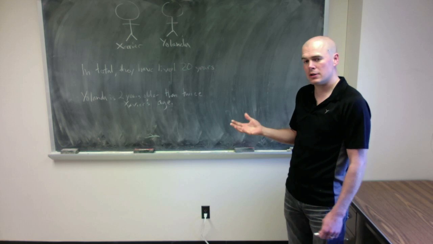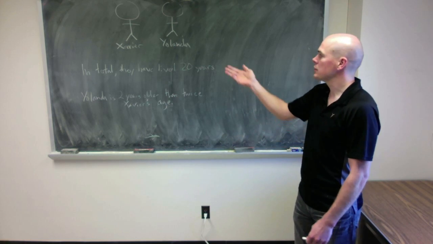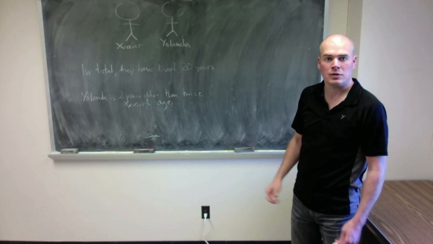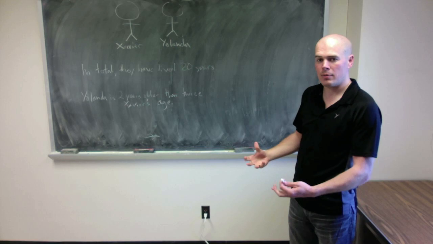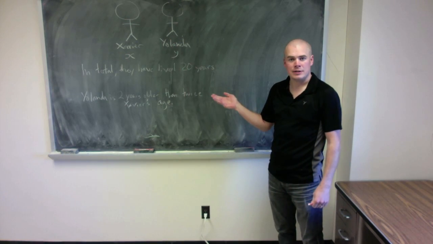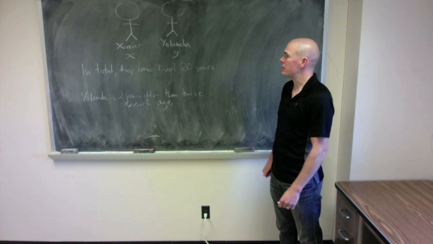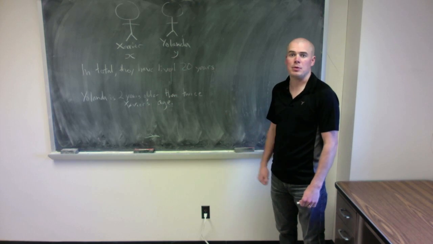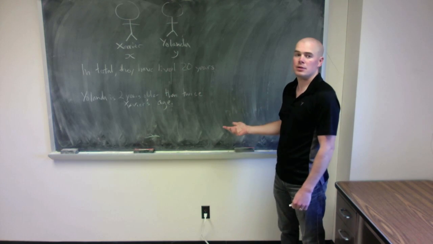So the first thing we need to do is know what our variables are. So for Xavier and Yolanda, we'll use little letters to make variables that represent their ages. So I'll use little x to describe Xavier's age and little y to describe Yolanda's age, both in years.